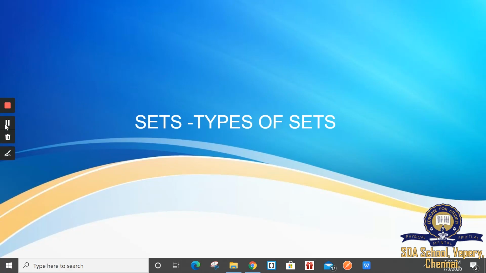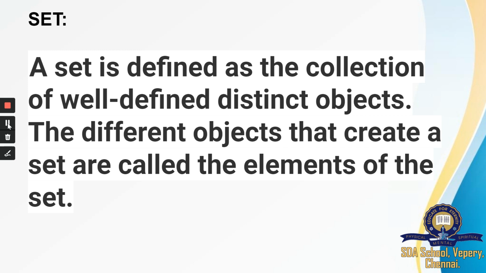In the previous class, we discussed sets. So what is a set? A set is defined as the collection of well-defined, distinct objects.